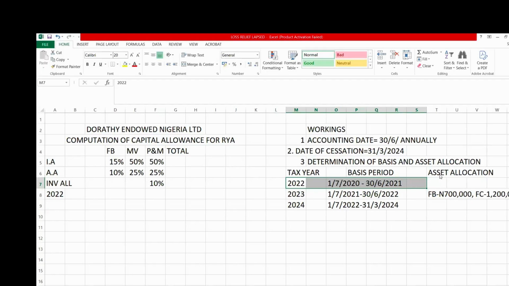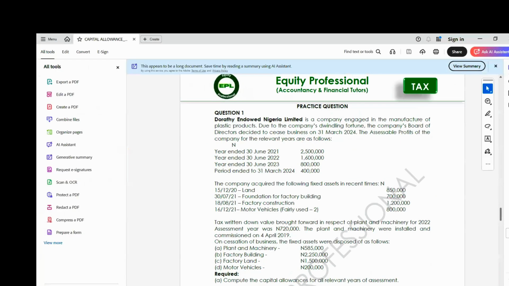From the question, we are told that tax written down value brought forward in respect of plant and machinery for 2022 assessment year was 720,000. The plant and machinery were installed and commissioned on 4 April 2019. Tax written down value of this plant and machinery as at 2022 year of assessment was 720,000.